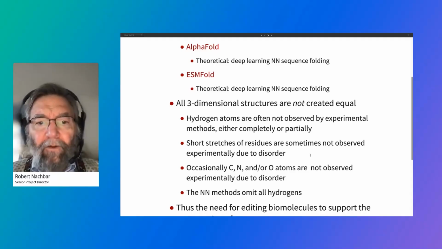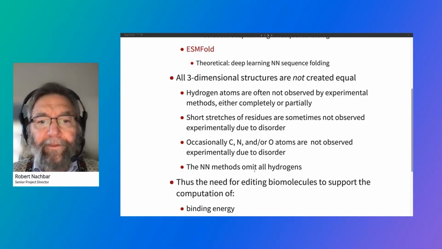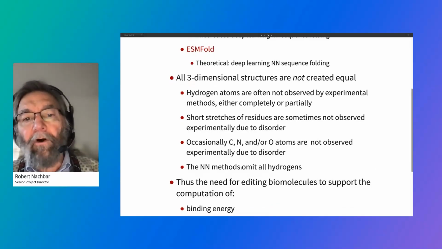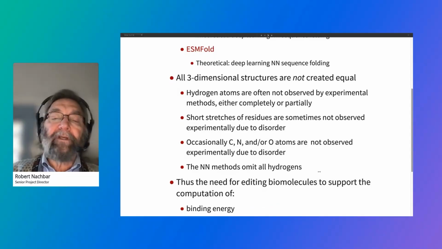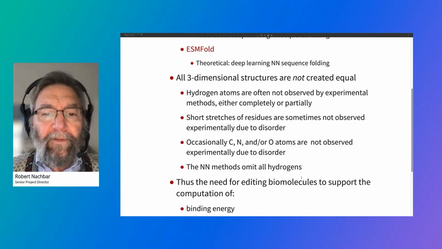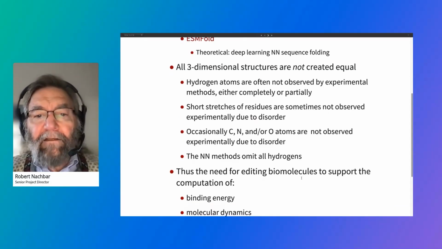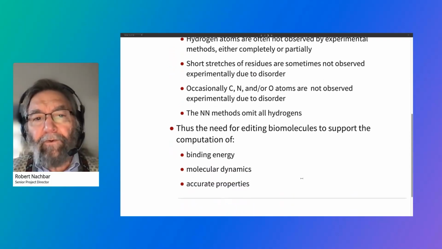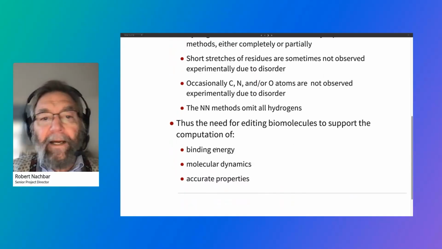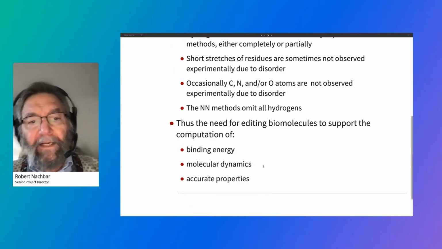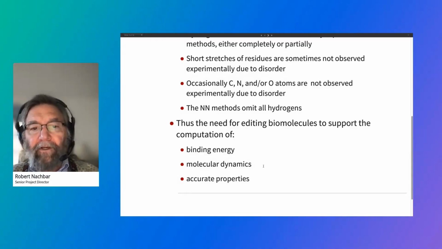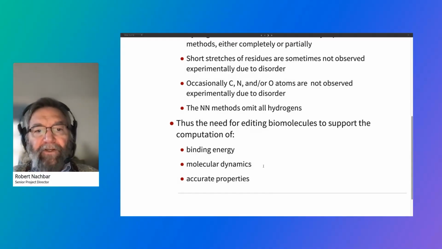And the theoretical methods, the neural net folding methods, both AlphaFold and ESMFold, omit all hydrogens. They only return the heavy atoms for the structure. So this really means that there's a need to do editing of biomolecules once we get one into Wolfram Language, so that we can compute binding energies, for example, do molecular dynamics, and calculate properties like surface areas and volumes, and so on, that the language can do so easily.